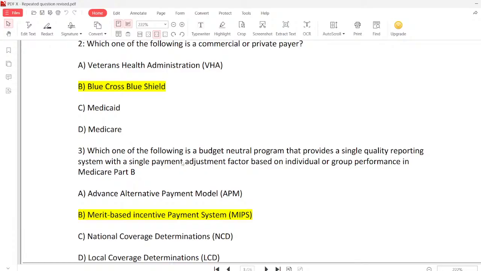And note the point, I'm giving four options here: advanced alternative payment model, national coverage determination, local coverage determination. You have to understand what the options are and also know the short form and long form of all the options, because each and every one is very important, but in this question they are asking about the merit based incentive payment system. You can expect other options in your question paper also, so try to understand the concept of options A, C, D.